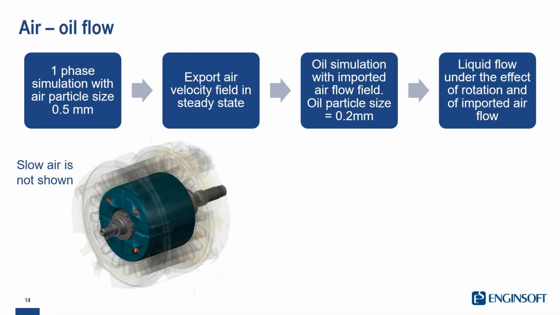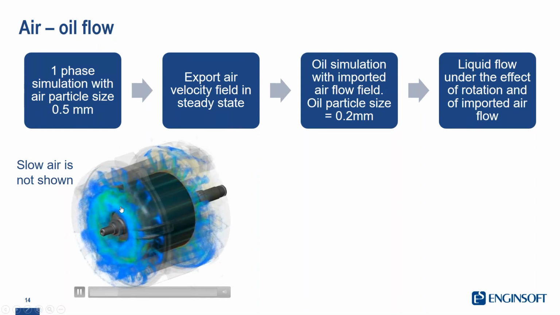But before running the oil flow, we have to run the airflow. With this kind of methodology, what we do is to decouple the airflow from the oil flow. We do a sort of one-way interaction between the air phase and the liquid phase. And the aim of this kind of decoupling is to make the simulation process much faster. What we do is to run first a single phase simulation with air particles and coarse resolution. This is the results, so the air distribution and velocity in the system.